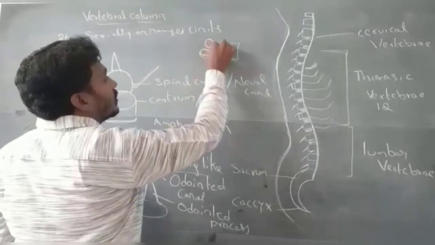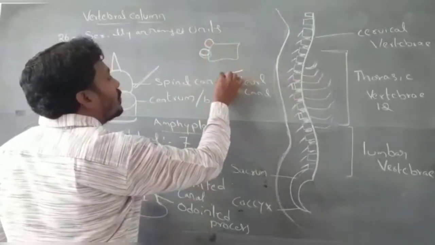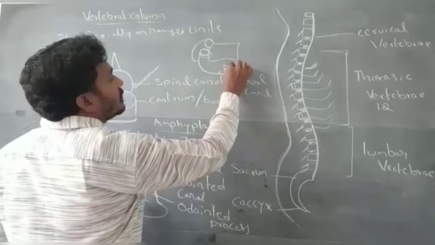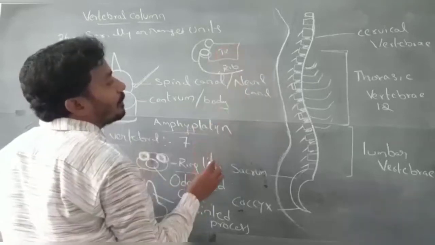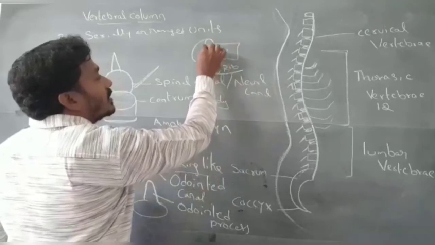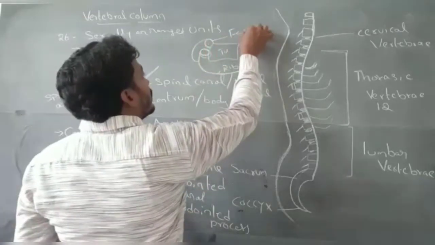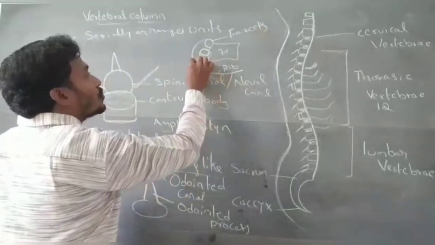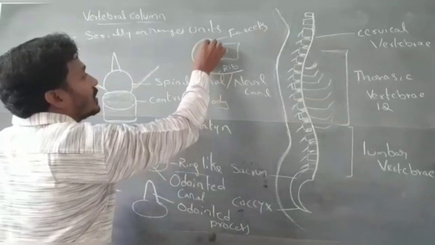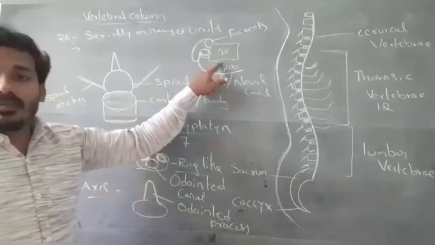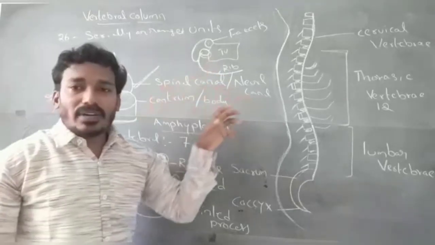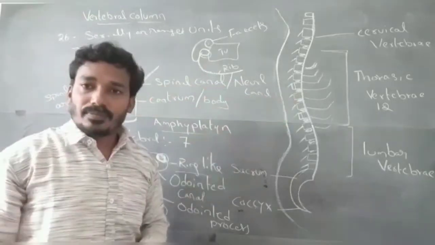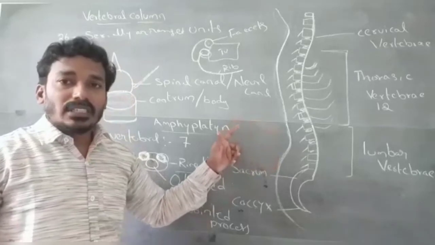Attachment facets are present in the thoracic vertebrae because the rib has two heads. This is the rib, this is the thoracic vertebra. The rib has two heads. These two heads attach to the facets of the thoracic vertebra. Thoracic vertebrae help in the attachment of muscles and ribs. It forms the rib cage.